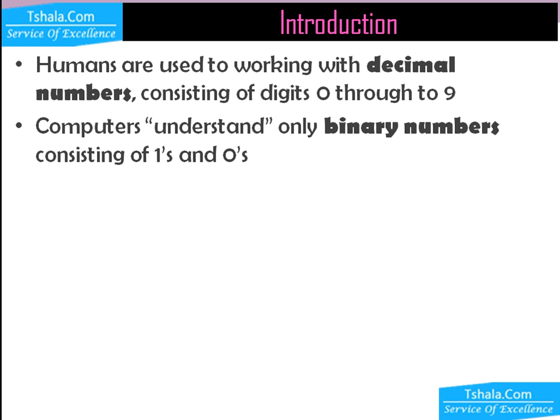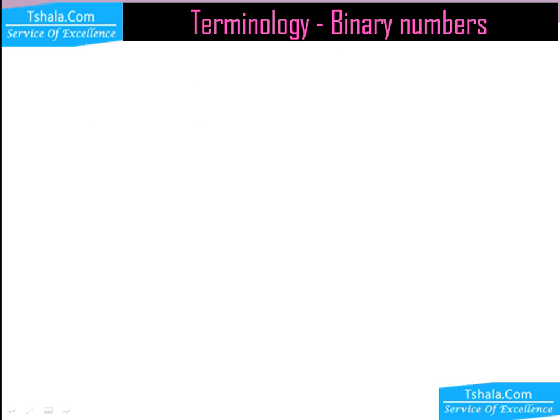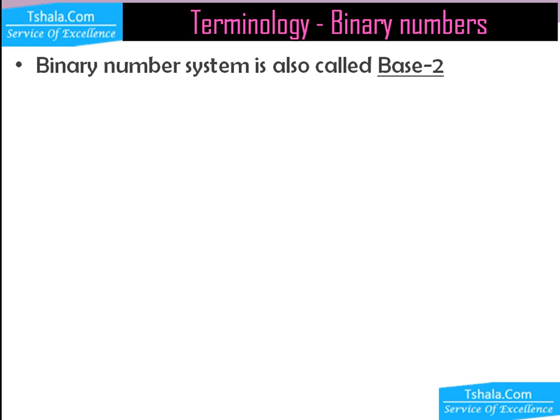As humans, we are used to working with decimal numbers, and that consists of the digits 0 through to 9. However, computers and other digital systems understand mostly only binary numbers, which consists of ones and zeros. Let's have a look at the terminology.